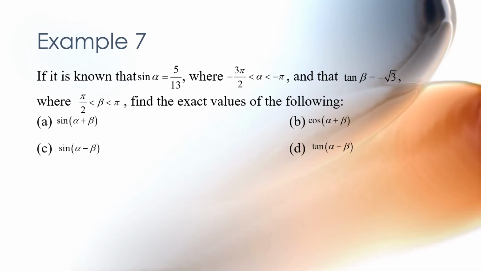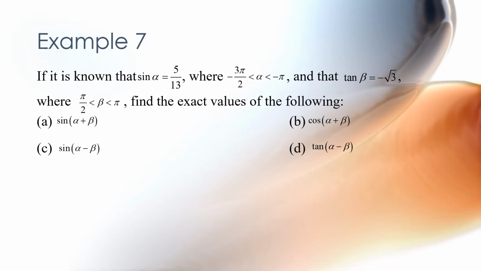Before we leave the concept of the tangent function, let's take a look at one more example. Example 7 says, if it is known that sine of alpha is equal to 5 over 13, or negative 3 pi over 2 is less than alpha is less than negative pi, and that tangent of beta is equal to negative square root of 3, where pi over 2 is less than beta is less than pi, find the exact values of the following. Part A says to find the sine of alpha plus beta.